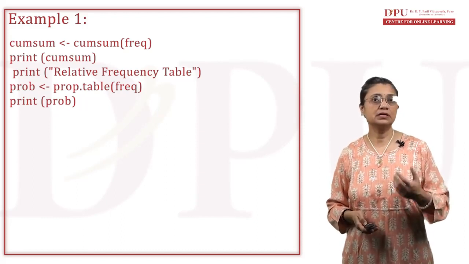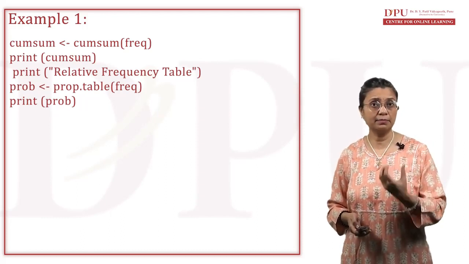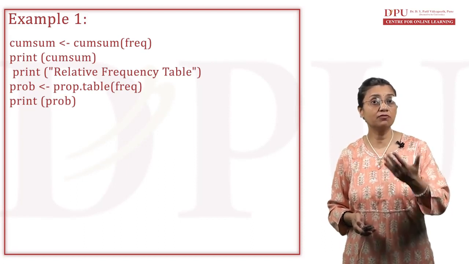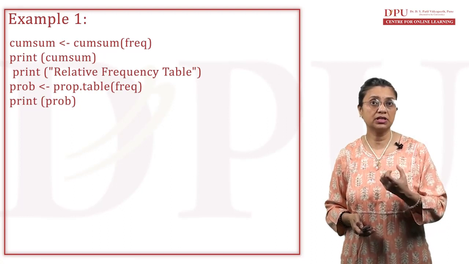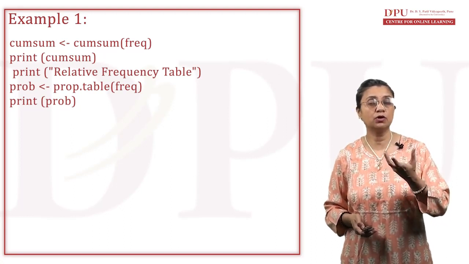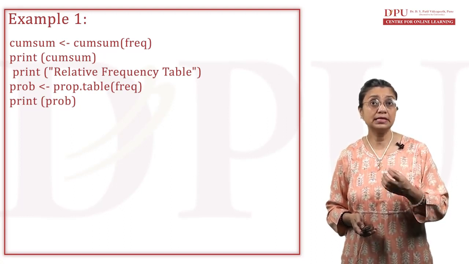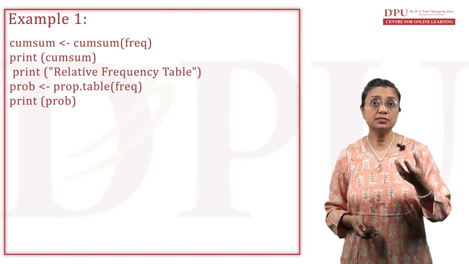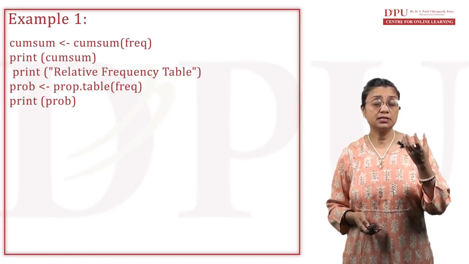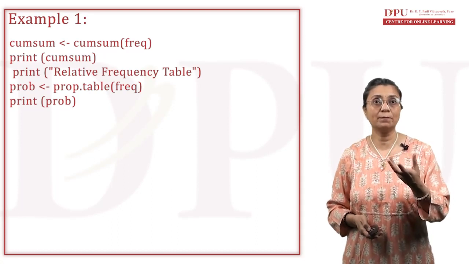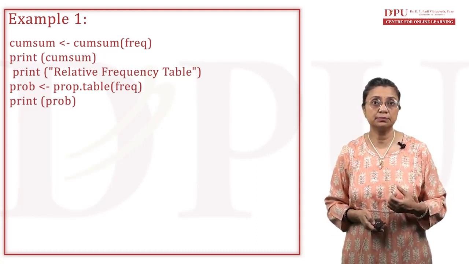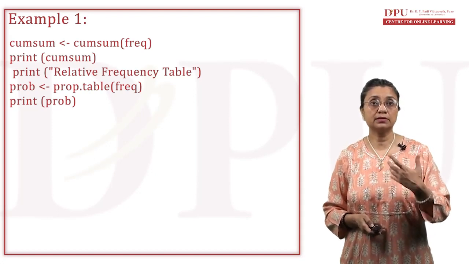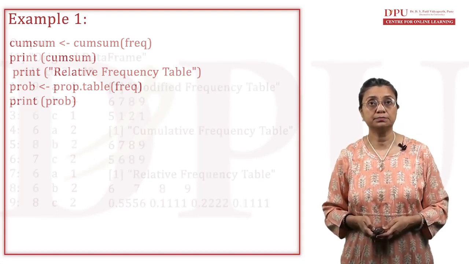So that is how basically we have taken the library package and we are using the functions of the library package. So the library package is data.table, and we have created a data.table data frame. Here this data.table is using the functions which are inbuilt in the package data.table. So the first function is table, the second one is cumsum, and the third one is prop.table.